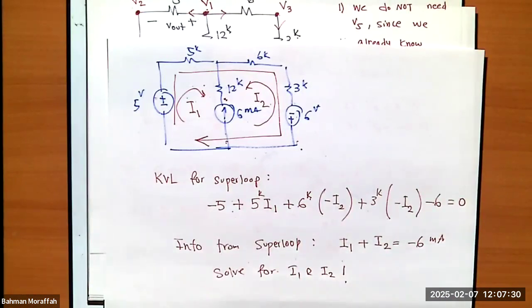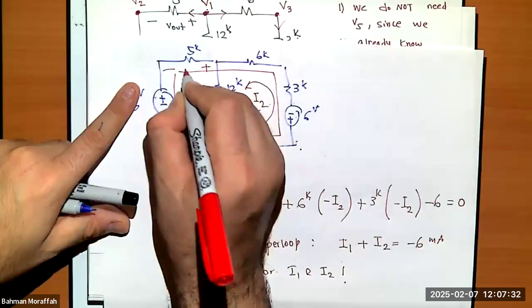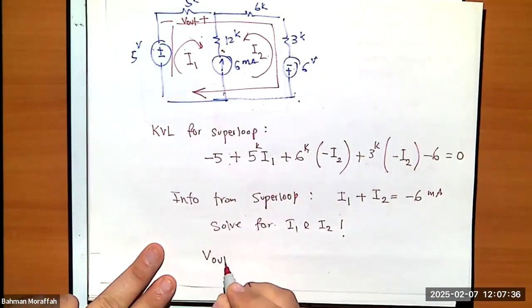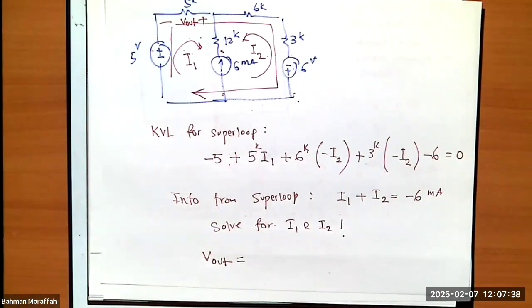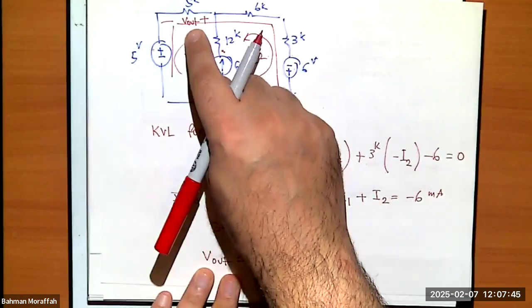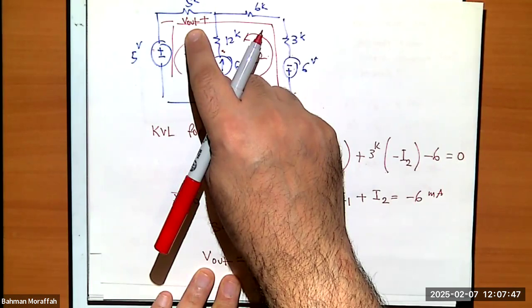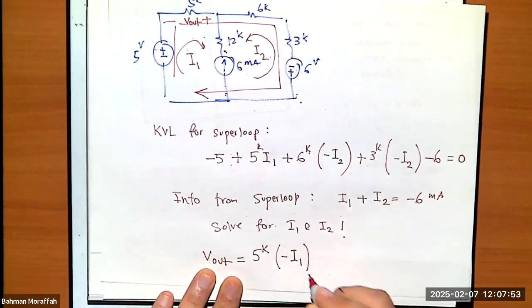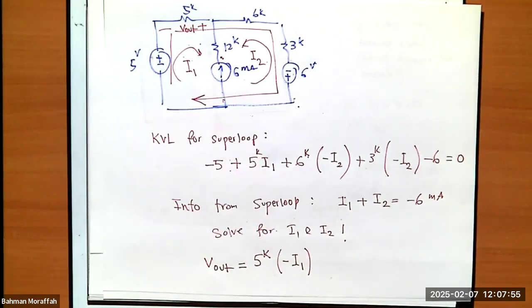If I know I1 and I2, again, remember this is V out. What is V out? It's 5K times current through it. What is current through it? Is it I1 or minus I1? It's negative I1. Right? And that's it.